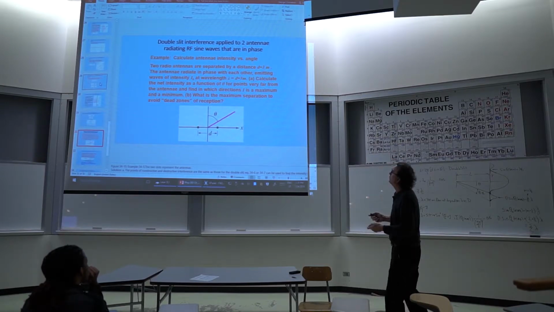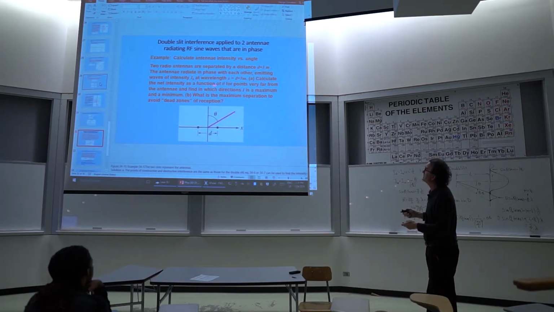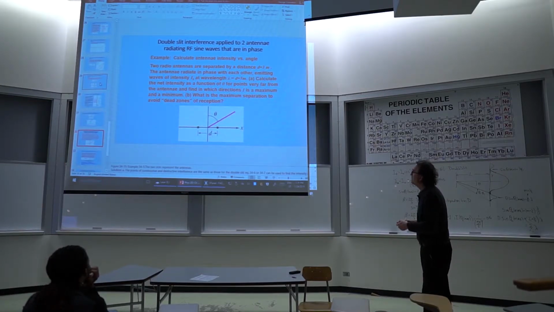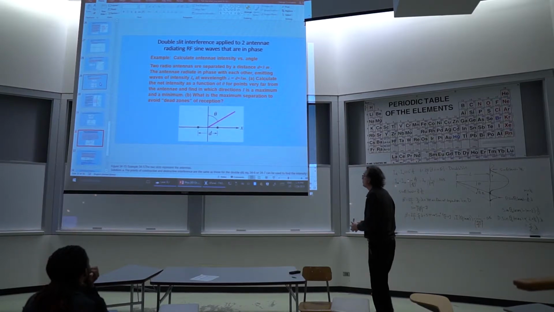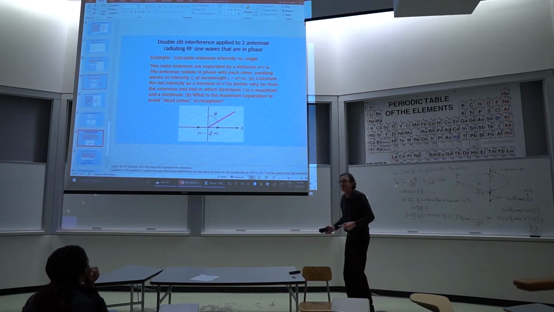Okay, so we take two antennas separated by some distance. They're emitting waves. They have this wavelength, and now I want to calculate the intensity as a function of theta for various points far away from the antenna and find in which direction the intensity is a maximum, minimum. So the easiest thing to do, rather than just plot the whole thing out, is to calculate where are the maximum and minimum?